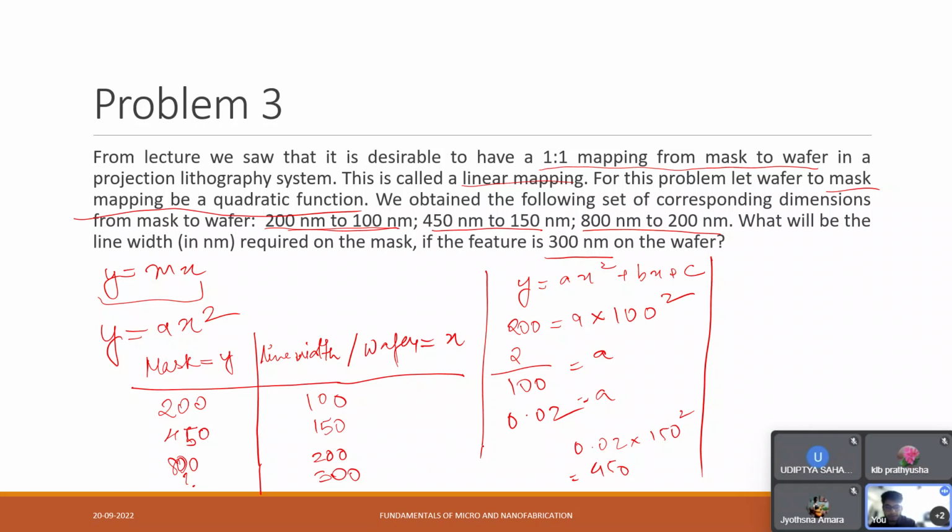So it's 200. 0.02 into 200 square, we should get 800. Okay, so essentially b and c are 0 already. So for 300 what to put? So y is unknown. Okay, we have to put 0.02 into 300 square. So essentially this will be the answer. So let me calculate.